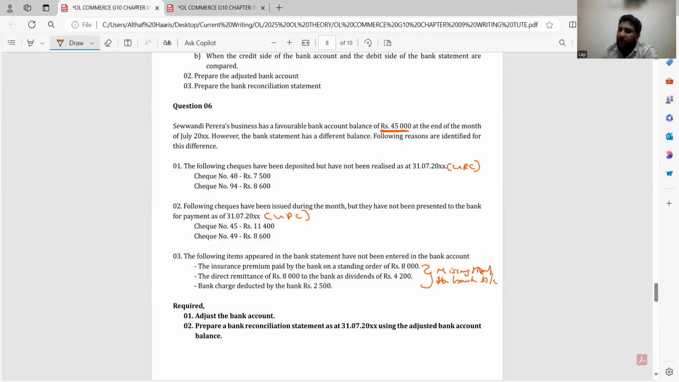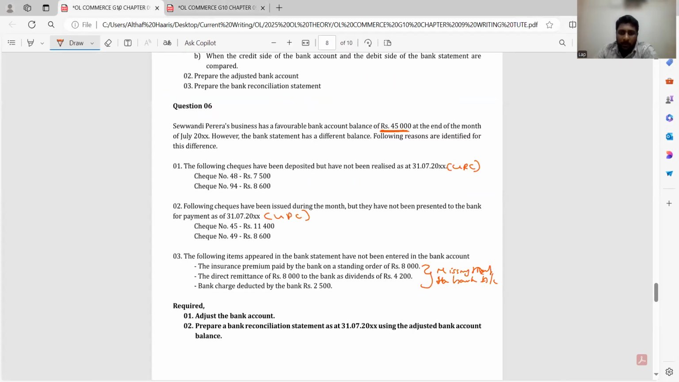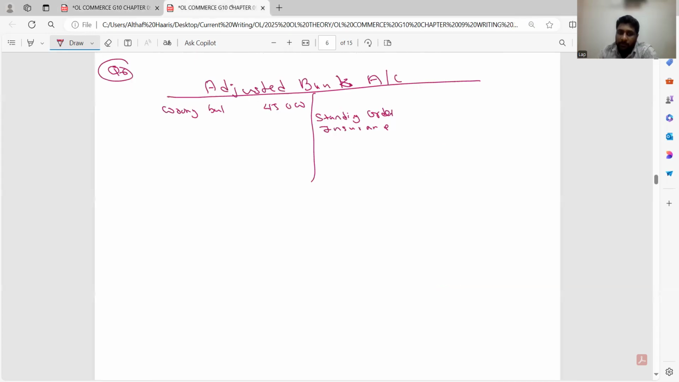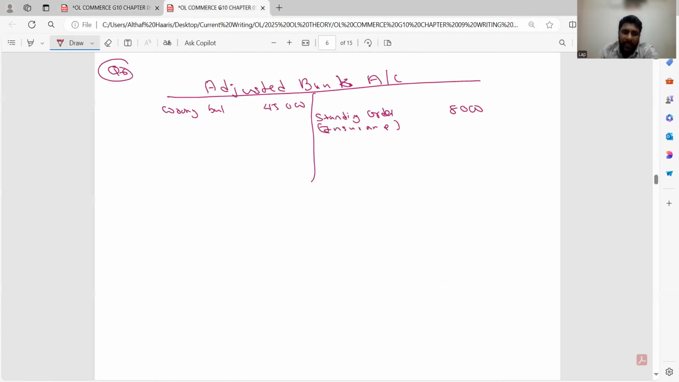Insurance premium paid by standing order. Payment, people, means our money should decrease. Credit. Standing order, insurance premium. How much is the value? 8,000. Next one, direct remittance. 8,000 to the bank. Direct remittance, 8,000.